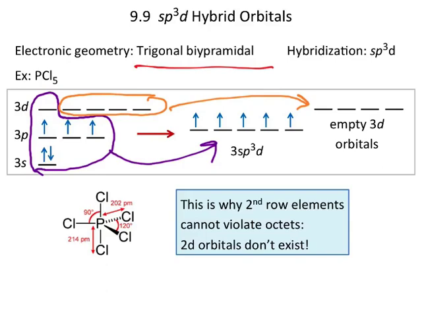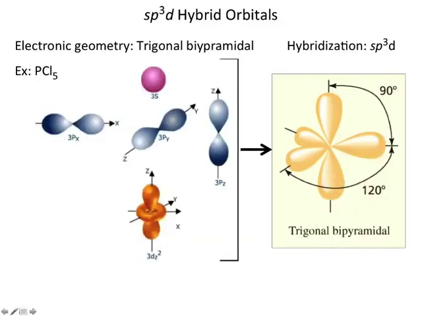So this reminds us why second row elements can't violate the octet. Second row elements don't have d orbitals because 2d doesn't ever exist. And so you can't exceed the octet if there's no d orbitals, because it needs to use one of the d orbitals in order to make the number of hybrid orbitals that are needed to exceed the octet. And the geometry on this again works out. You take the s orbital, 3 of these p orbitals, and then the dz², or one of the d orbitals, I don't need you to know which one, and you make linear combinations of that, and then you get hybrid orbitals that point in the directions that you need to make trigonal bipyramidal bonds.